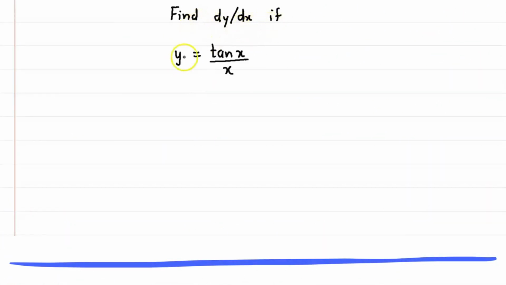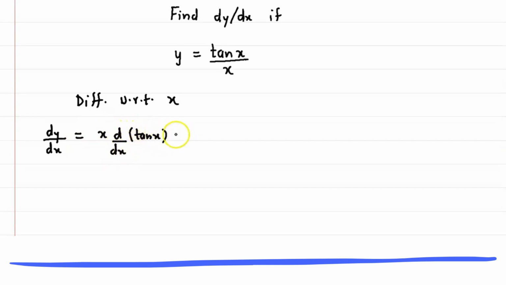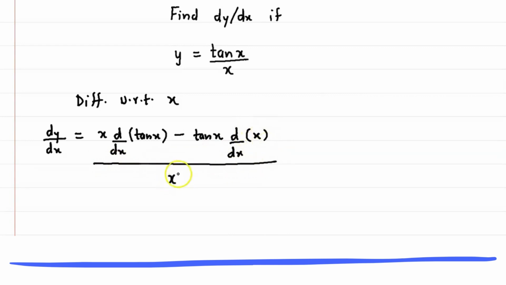Find dy by dx if y is equal to tan x upon x. Now here we will be applying the quotient rule to obtain the derivative. So differentiating with respect to x, we get dy by dx is equal to x times derivative of tan x minus tan x into derivative of x divided by x square.